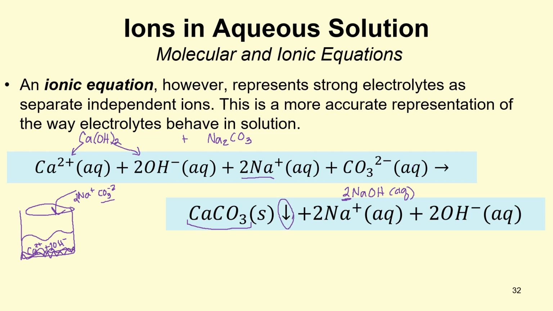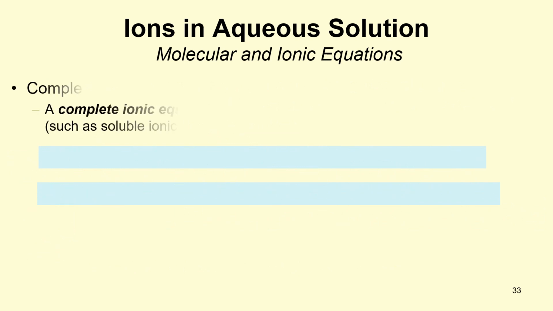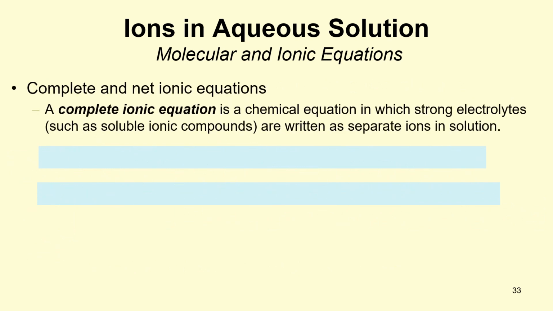Sometimes you'll see an arrow. You don't usually have to put that, but that just means it precipitates out. Everything was dissolved, and then suddenly you've got a white precipitate. Well, it doesn't have to be white. This one happens to be white, but it could be colored. So as I said on the last slide, that was called the complete ionic equation.